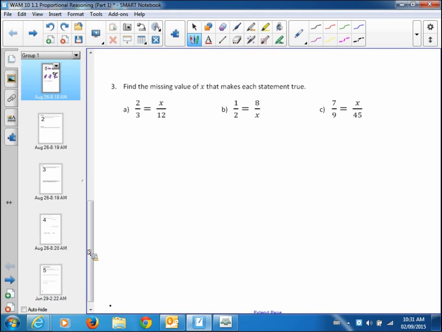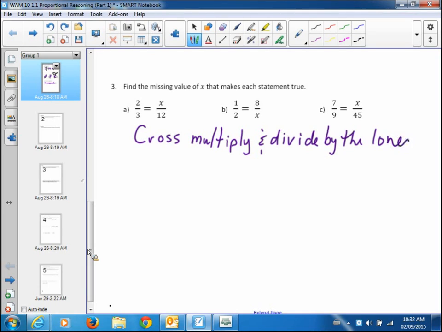So how do we solve one of these? Write this down around here. Cross multiply, because it's your rule, and divide by the loaner. If you remember that, you can solve any equation that looks like that, and you're going to see this equation a lot. A lot. Now, we'll do A right away after.